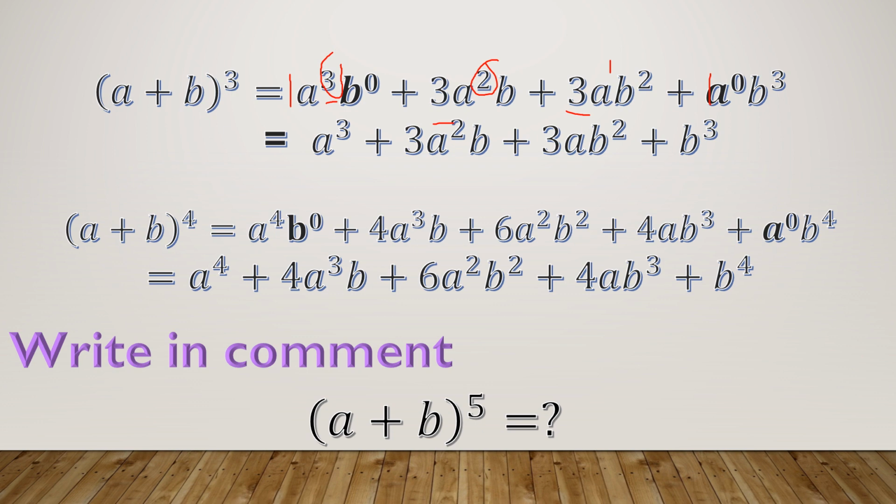In the first term b has minimum power, that is 0. So 0, 1, 2, 3. We are increasing the power of b. So b⁰ equals 1 and a⁰ equals 1. So the formula will be (a + b)³ = a³ + 3a²b + 3ab² + b³. The formula for (a + b)⁴ will follow the same pattern.